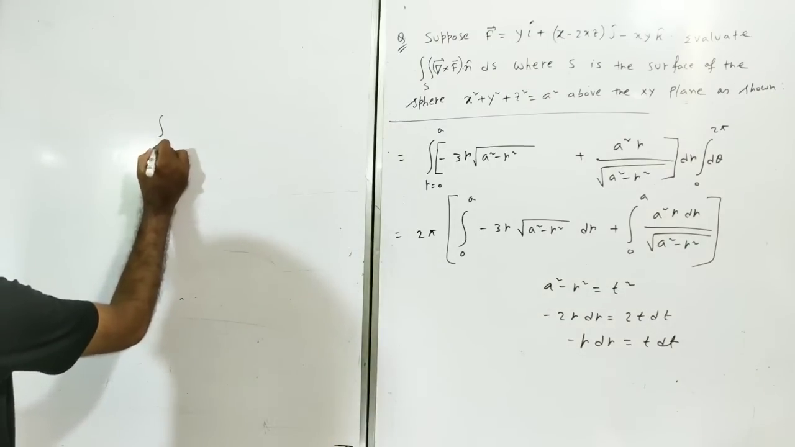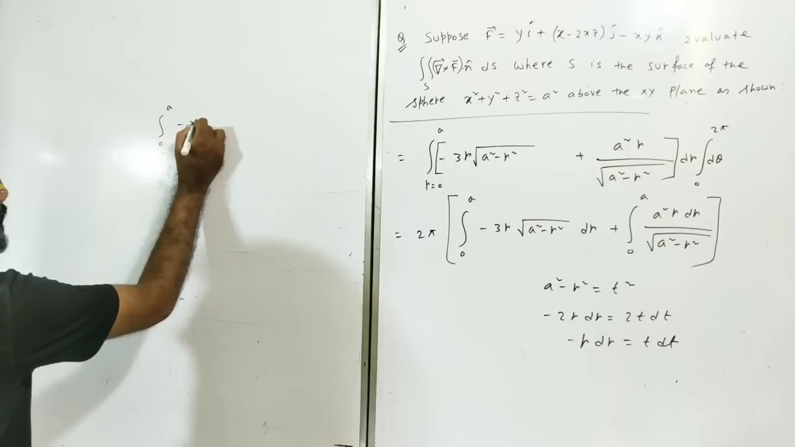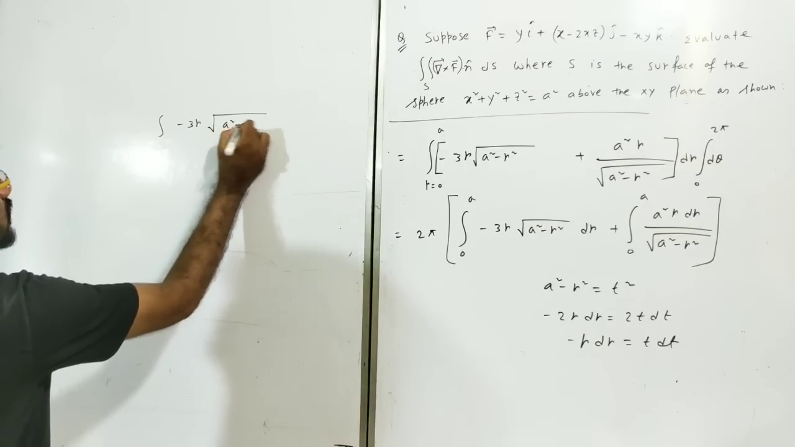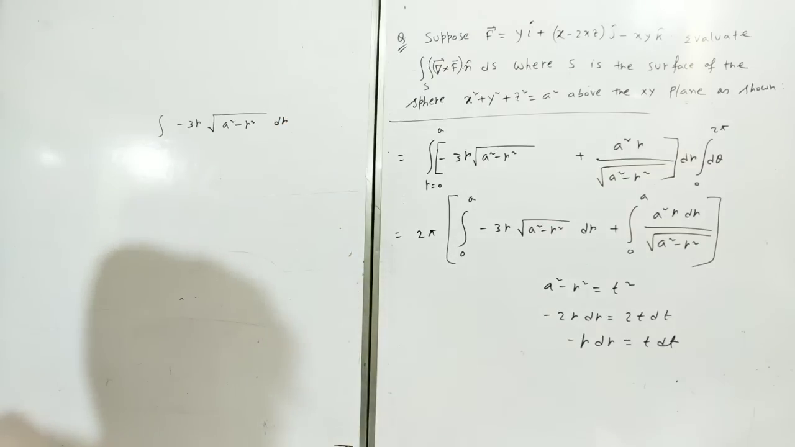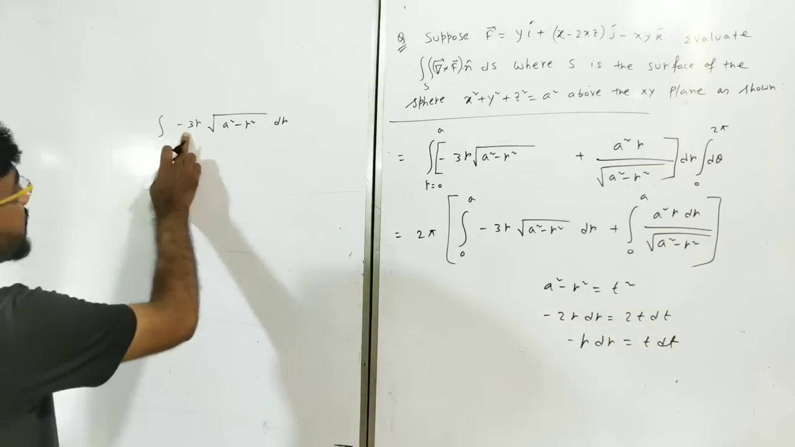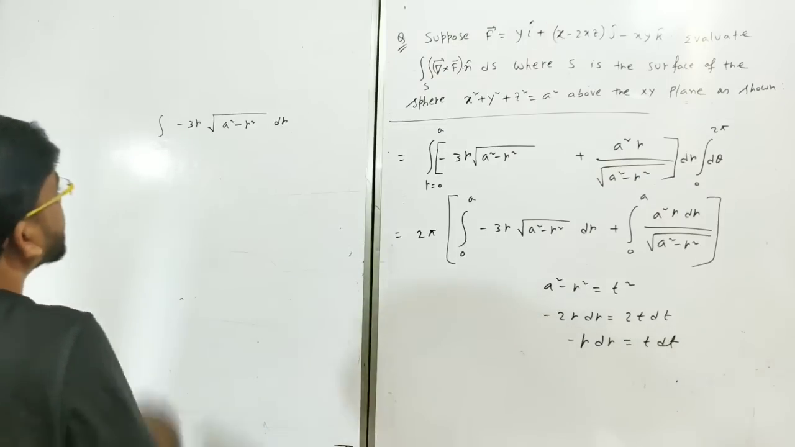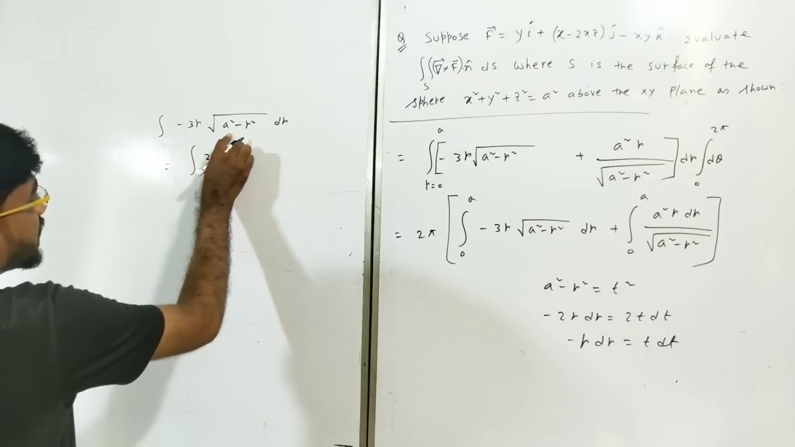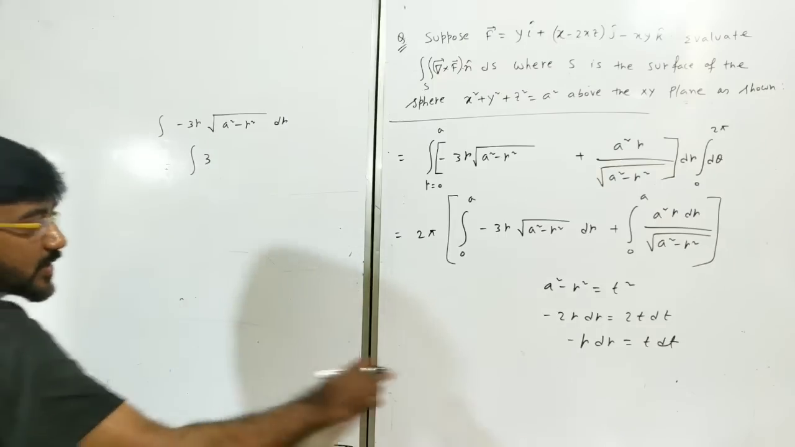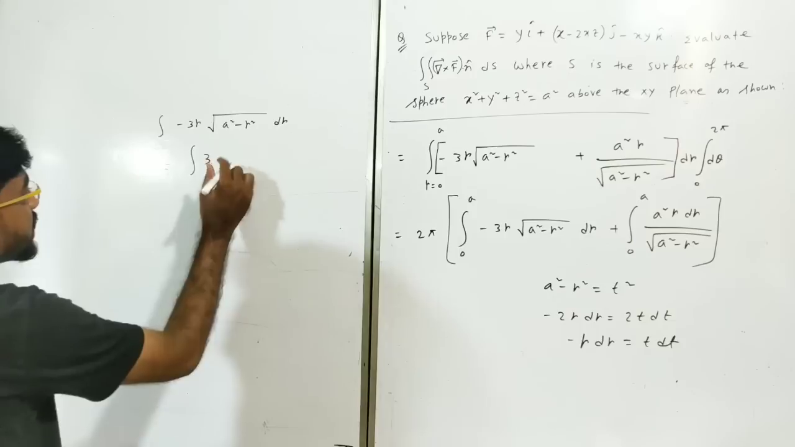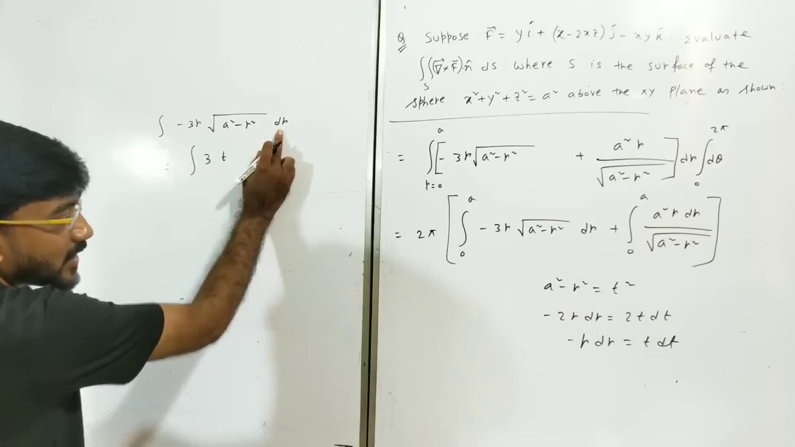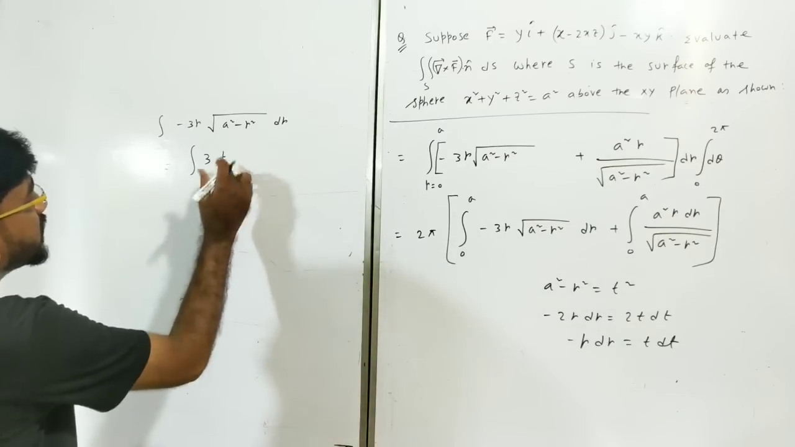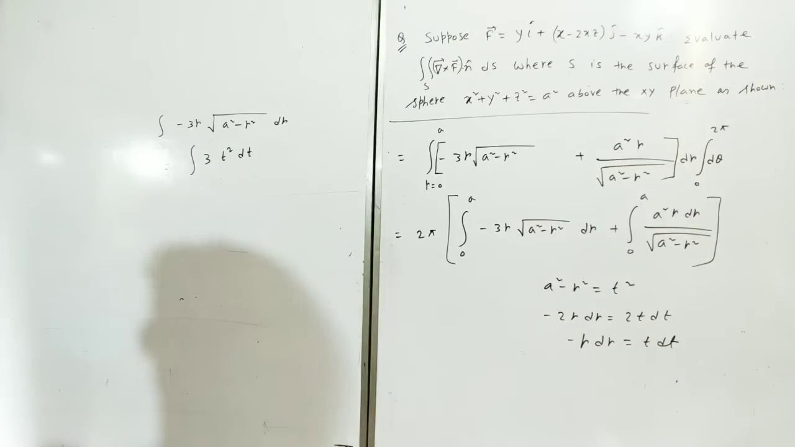So it will be integration of 3r root over a square minus r square dr; we don't need the limit for now. This minus r dr will be t dt. So it will be just 3, and instead of root over a square minus r square it will be t, because this is t square. And for r dr it will be t dt, and the minus sign and minus sign compensate, so it will be 3t into t dt, so it will be 3t square dt.